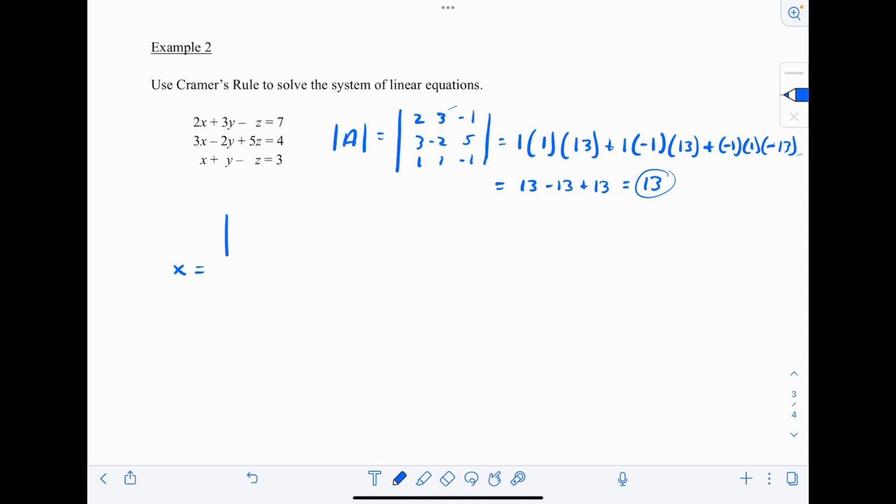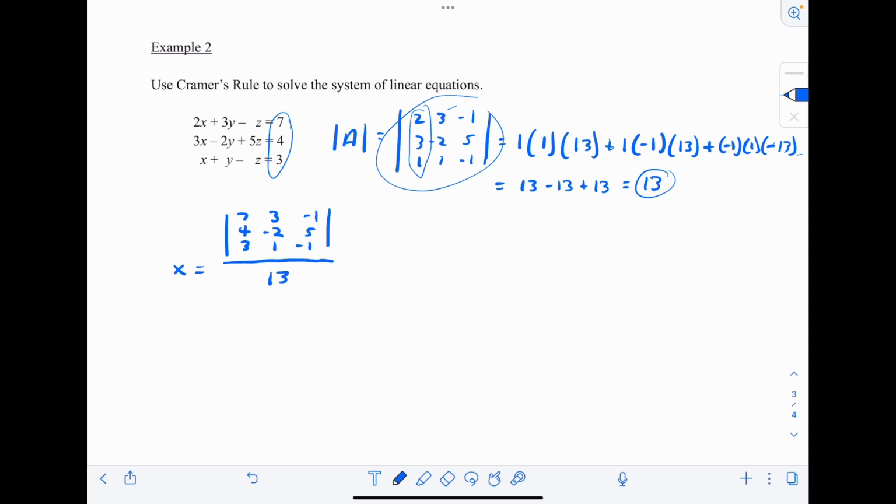So I'm looking over here to see this. I'm going to replace this first column, 2, 3, 1, with 7, 4, 3. So this is 7, 4, 3. And then the rest of it stays the same: 3, negative 2, 1, negative 1, 5, negative 1. And we're going to divide that by the determinant that we just found, the 13.